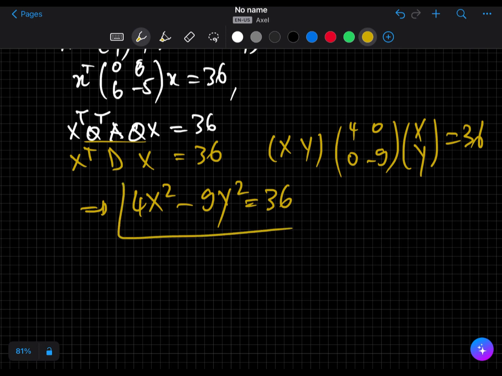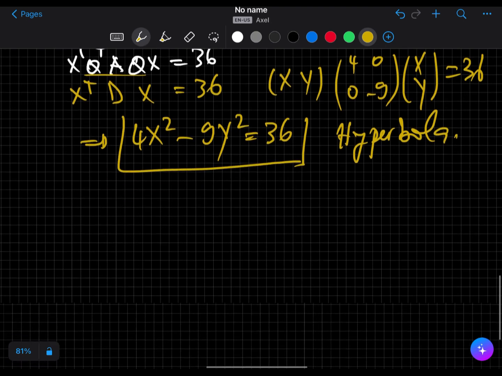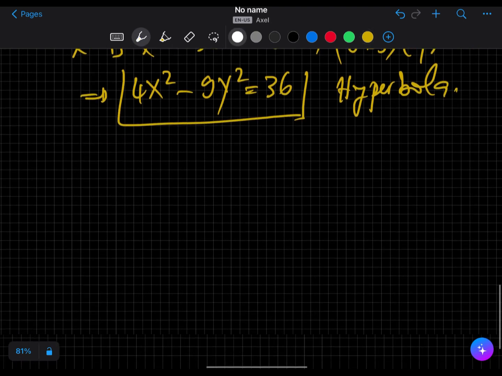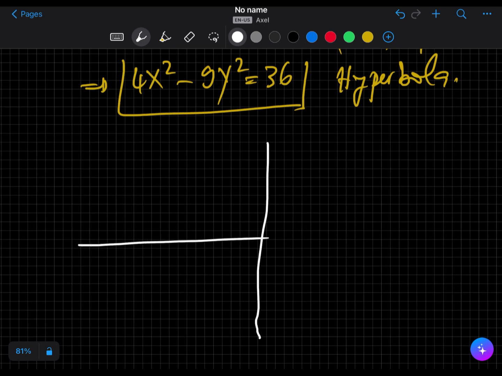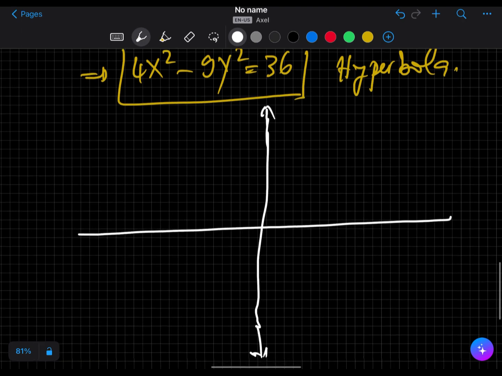Now, which type of equation is this? This is a hyperbola, right? So I can easily plot this hyperbola, isn't it? So when I look at this equation, I realize that when y equals 0, x equals plus or minus 3. So if I have minus 3 here, and 3 here, this is how my hyperbola will behave.